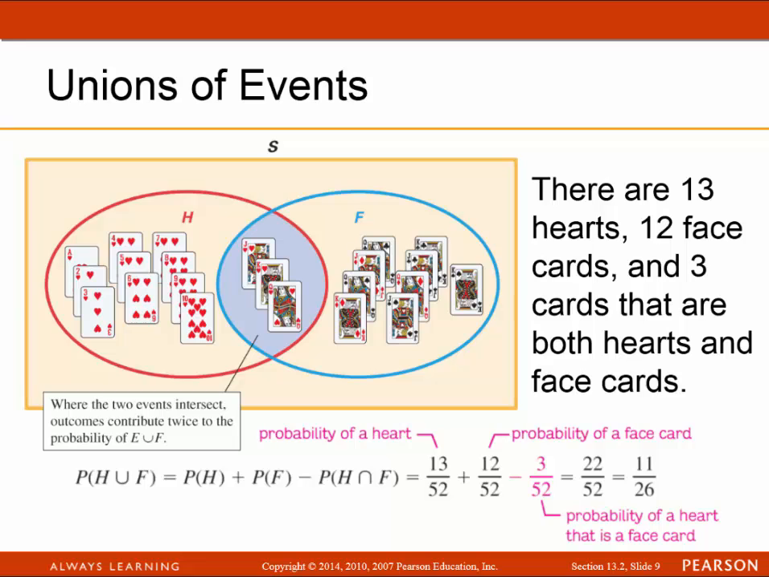So the probability of heart is 13 over 52. The probability of a face card is 12 over 52. Then from that we have to subtract the probability of a heart that is a face card, and that's 3 over 52. The reason we do that is because if we don't, we'll double count. So the answer then would be 11 over 26.